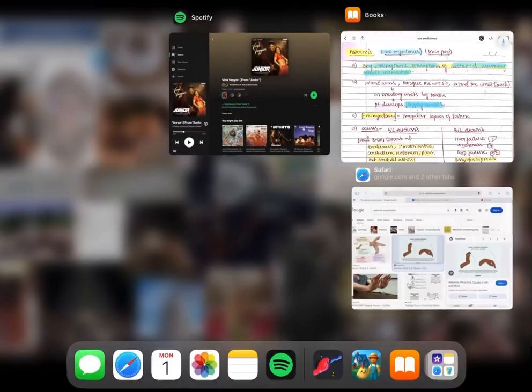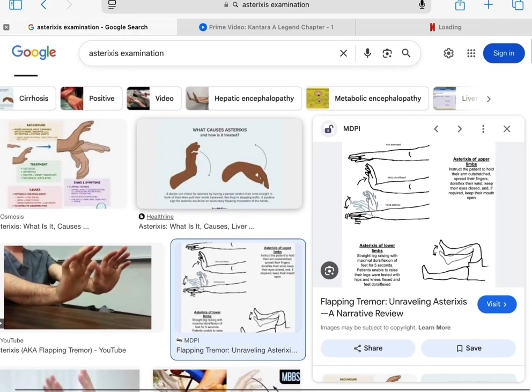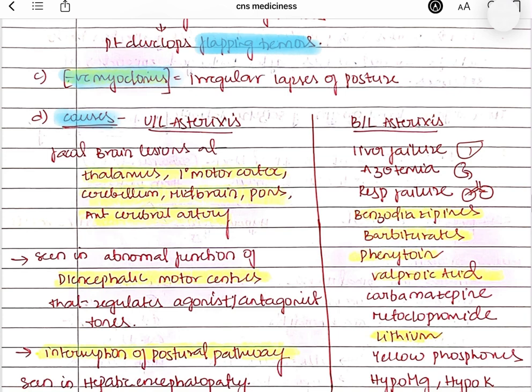If you look at the picture, you can see first the patient is asked to extend his arm, then the dorsiflexed wrist, right? If we extend this dorsiflexed wrist further, there will be development of flapping tremors. You can check this for the lower limb also. Now let us see the causes.